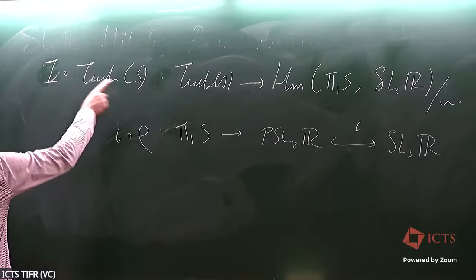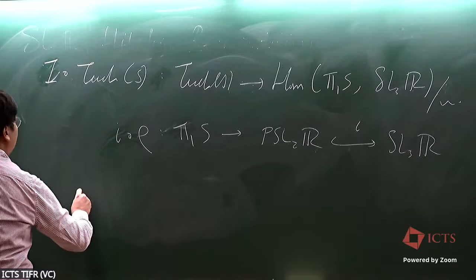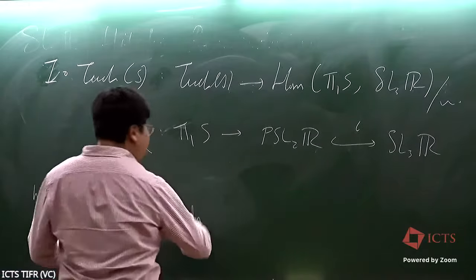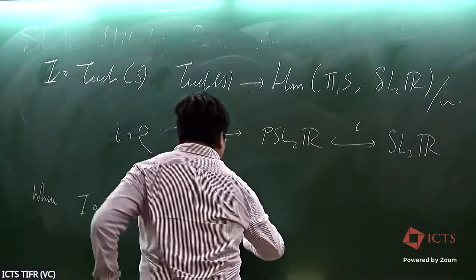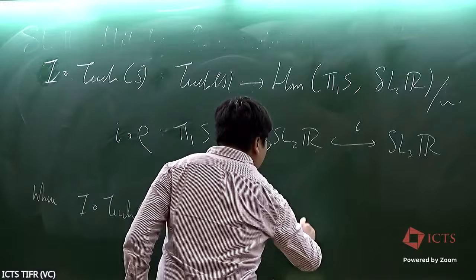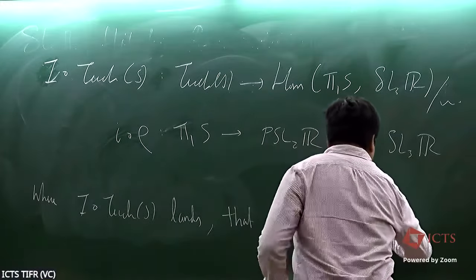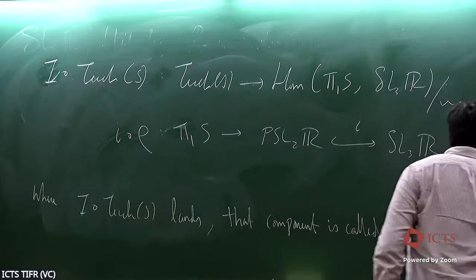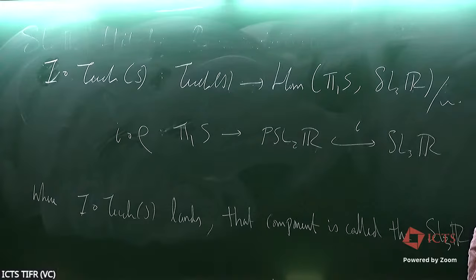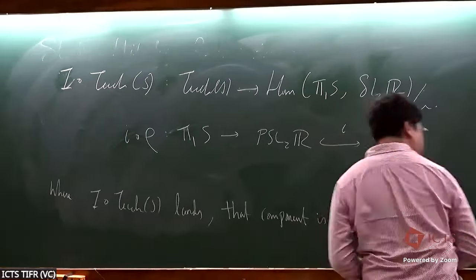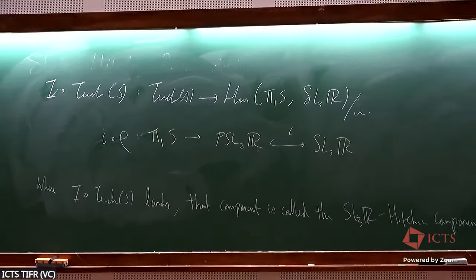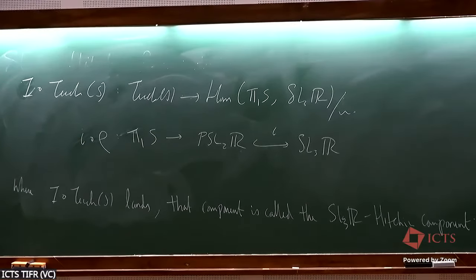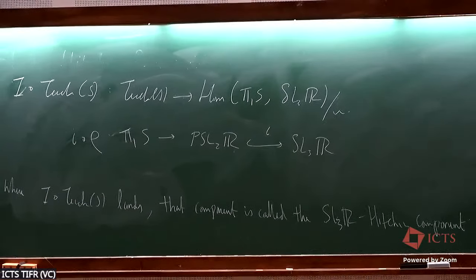So the image of this, where I compose to a Teichmüller space lands, it lands in some component. That component is called the SL3R Hitchin component. So this is kind of one of the first instances of what's studied in this higher rank Teichmüller theory. You can see that the rank of SL3R is 2 as opposed to 1 for SL2R. So again, more representations.